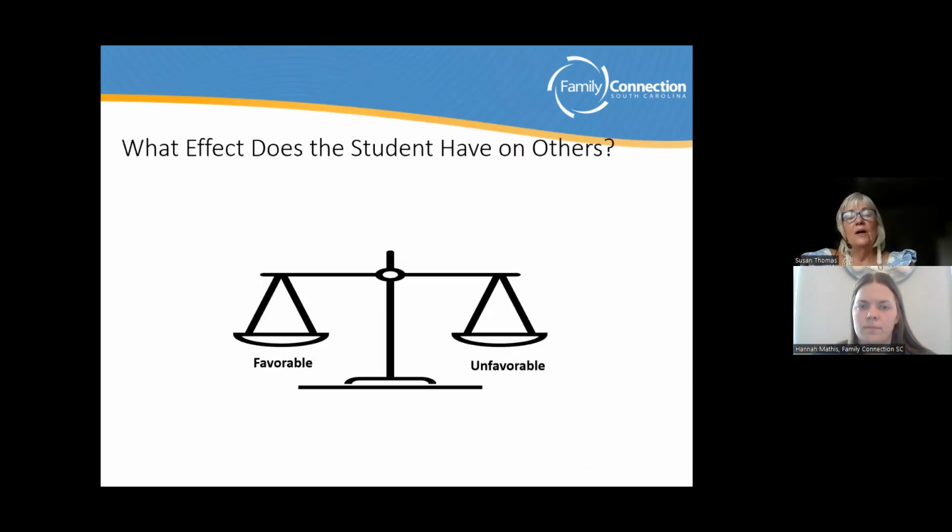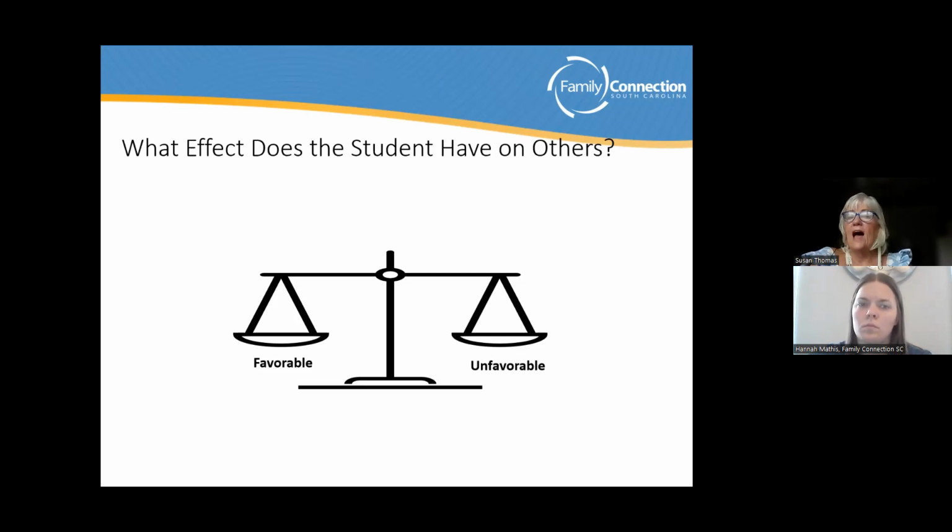And then there is a part that we're asked to consider about the effect. What effect does the student have on others? If behavior is impeding the learning of others, that might be a time when we need to restrict the environment, until we can get that student a good behavior plan, work on that, and get them ready to transition back in. There's not a perfect answer to this, but you do want to think about it.